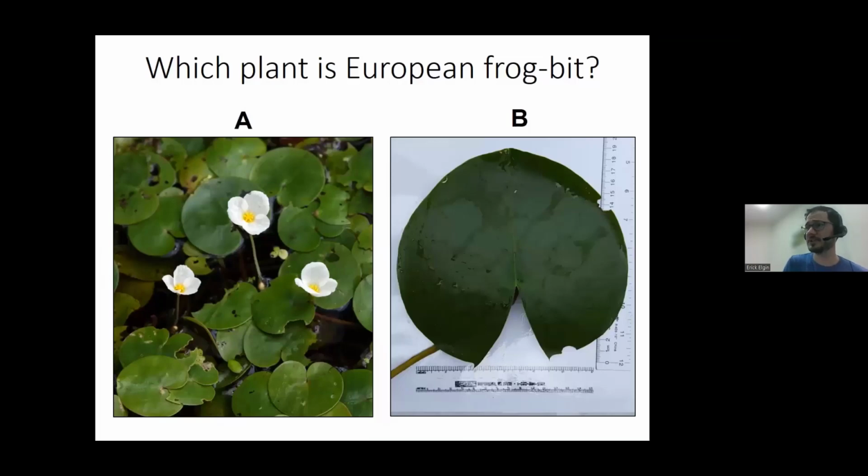So which plant is European frogbit? A, we have these smaller heart-shaped leaves with only 3 petals for the flower, white petals. This is European frogbit, where you can see with the scale, we're looking at centimeters here, but even inches, you can see that this is over 6 inches in size. And so this is white water lily.